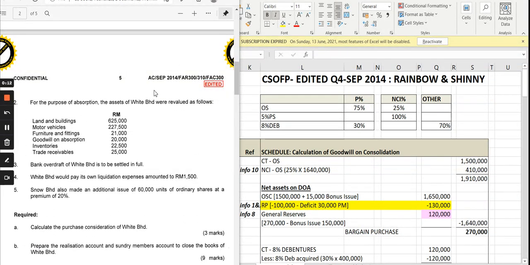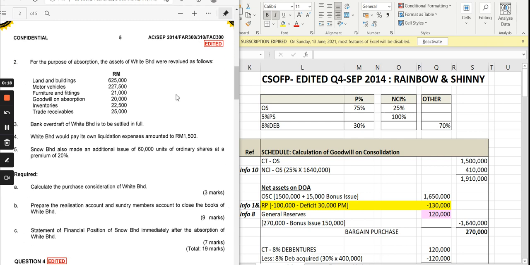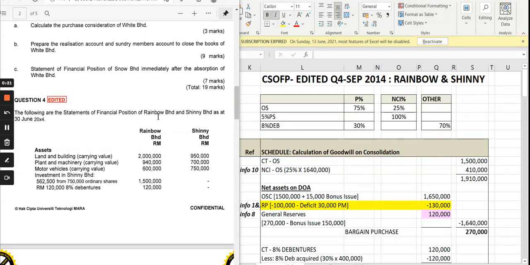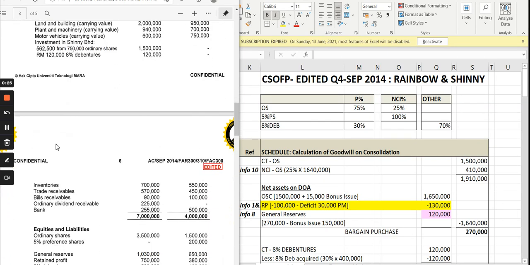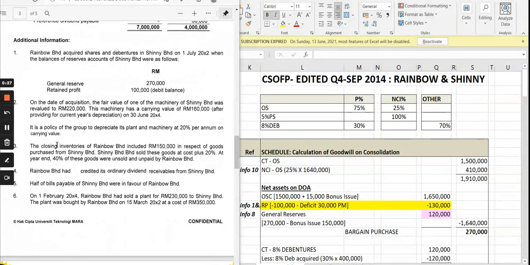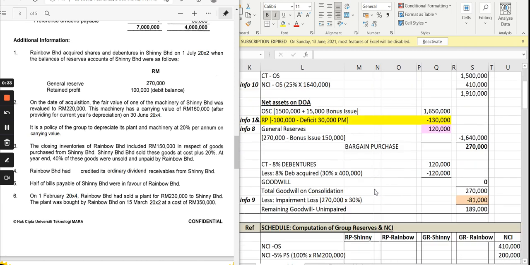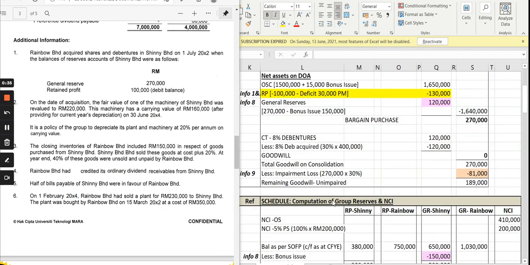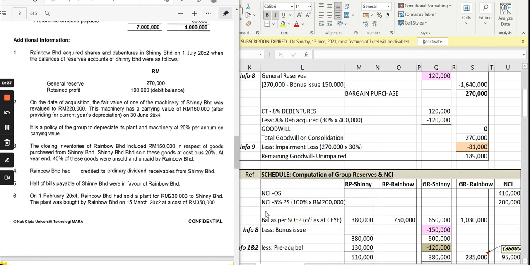Using question September 2014, edited version of FAR300. We're going to look at the next stage, which is we have already done our consolidation journal entries with the workings, and we're now going to focus on how to prepare the workings for goodwill, and then prepare the computation of group reserve and non-controlling interests.